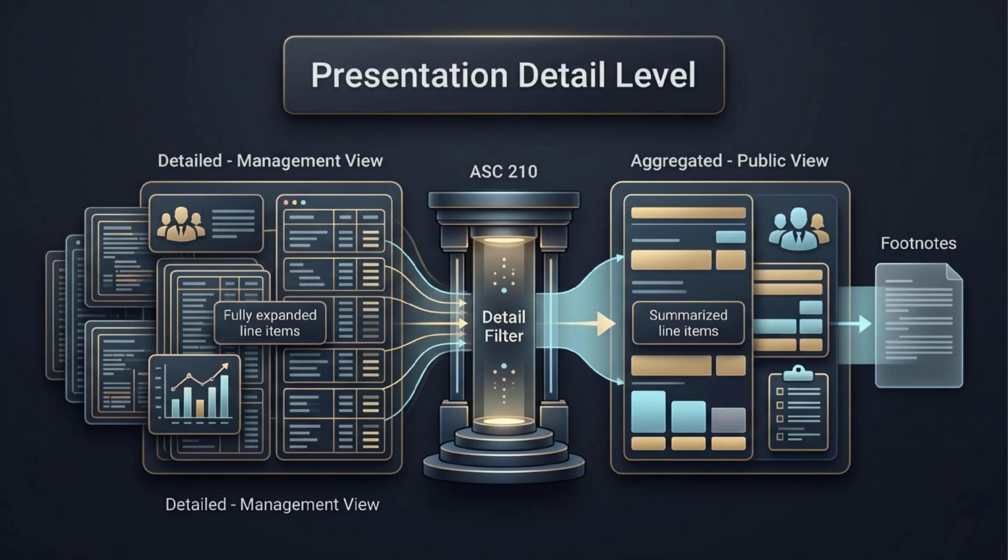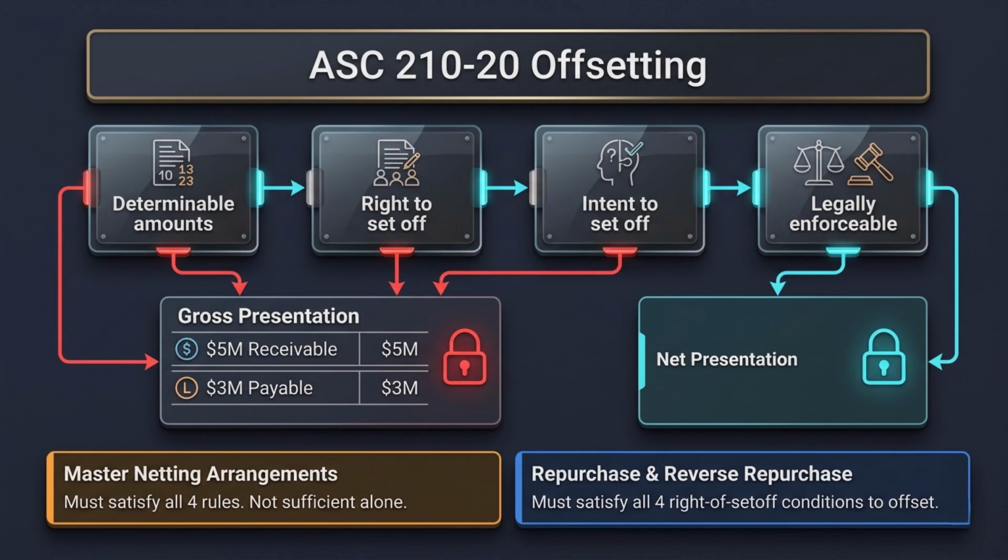Now we reach ASC 210-20, offsetting. The default rule is gross presentation. That means assets should be shown as assets and liabilities should be shown as liabilities, unless the right of set-off criteria are satisfied. The four locks are determinable amounts, a right to set off, intent to set off, and legal enforceability. All four must work together.